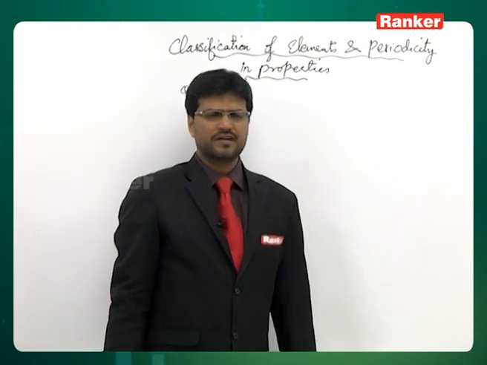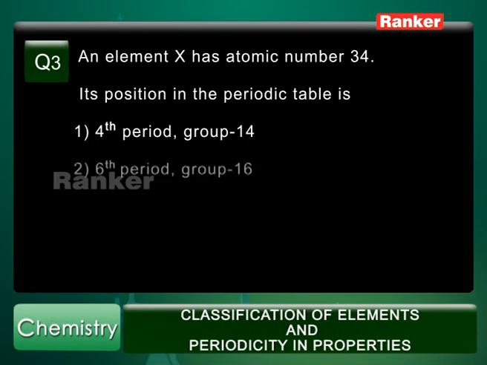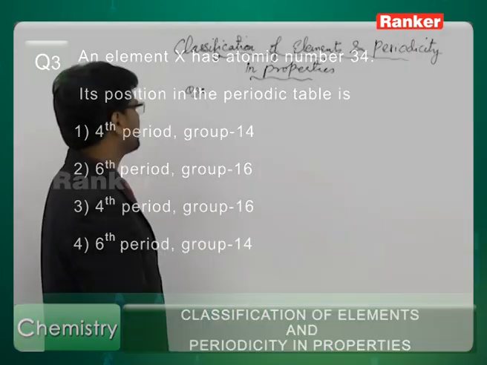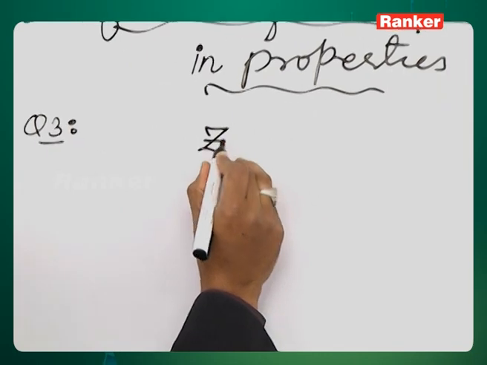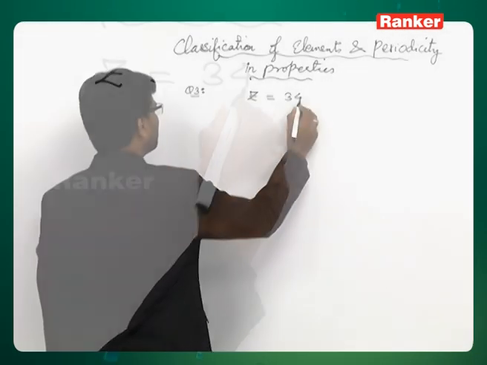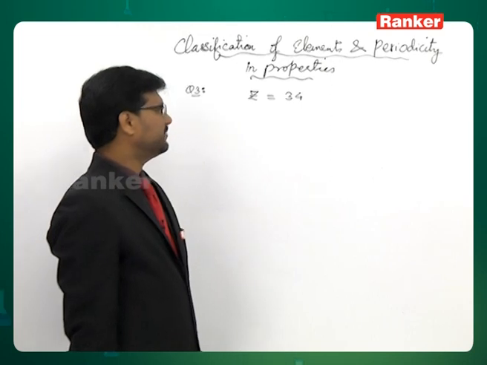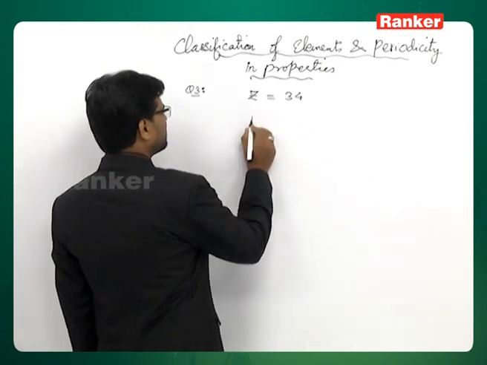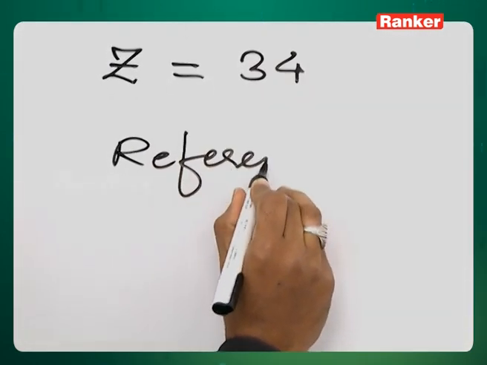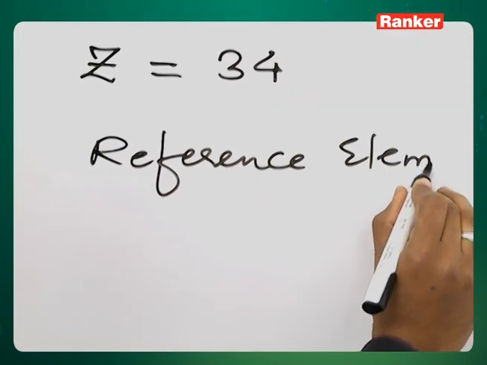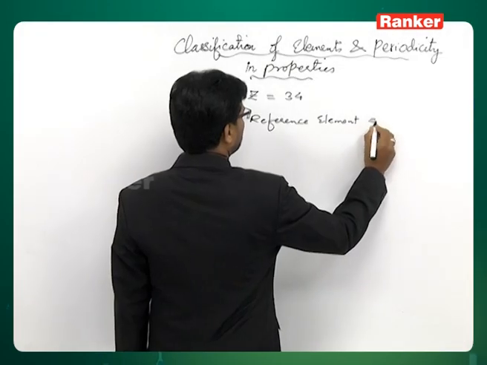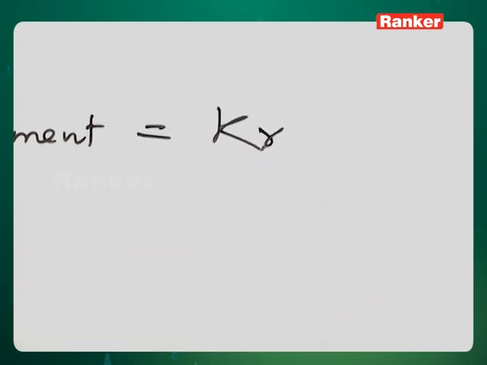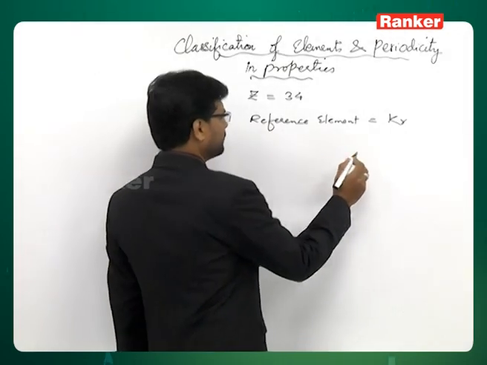Question number 3. An element X has atomic number 34. Its position in the periodic table is. So, what is the atomic number? It is 34, and we are asked to find out the position of this element in the periodic table. See, our reference element is the nearest inert gas. The reference element is krypton. Krypton is a member of 0 group.